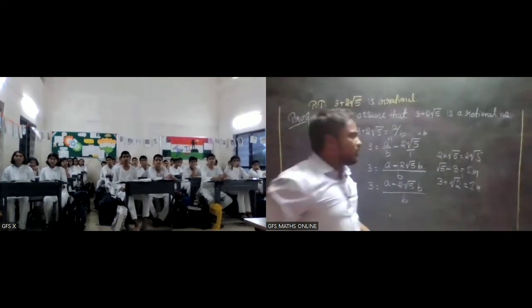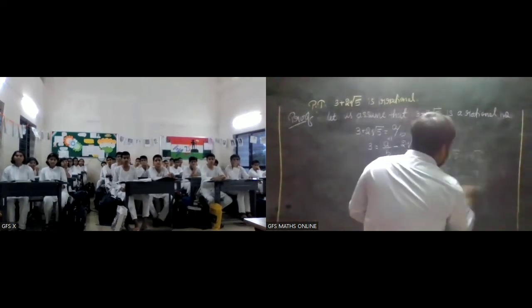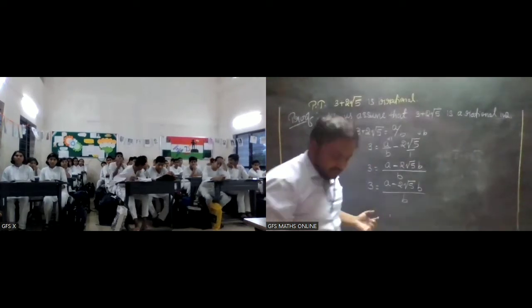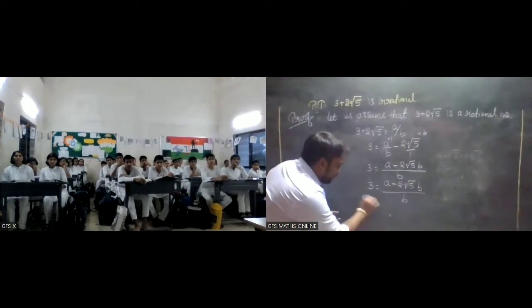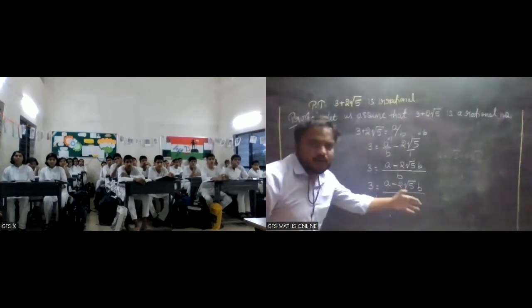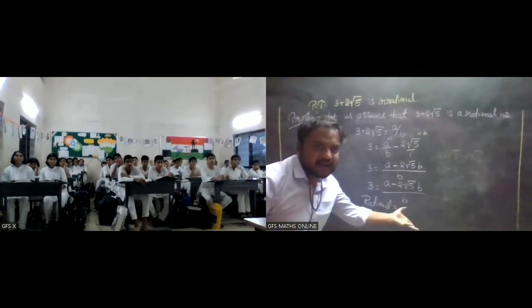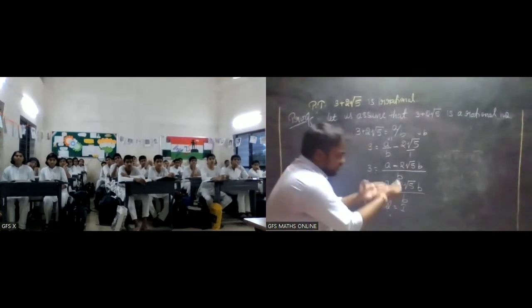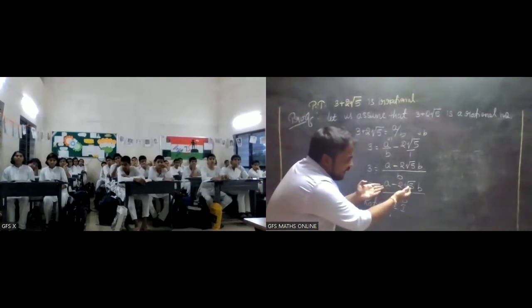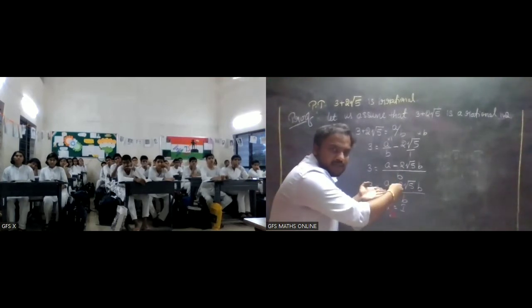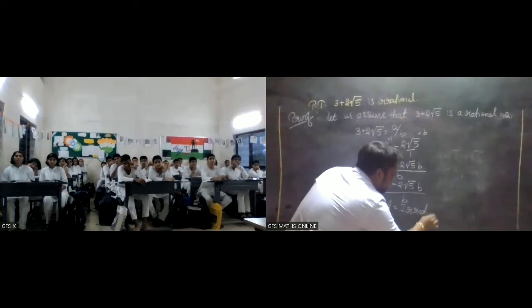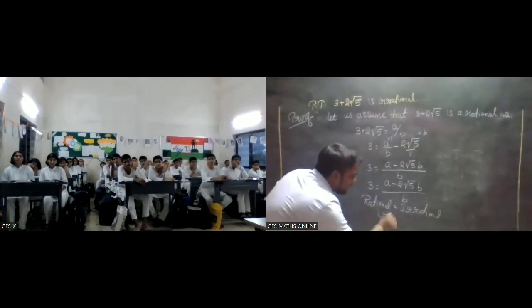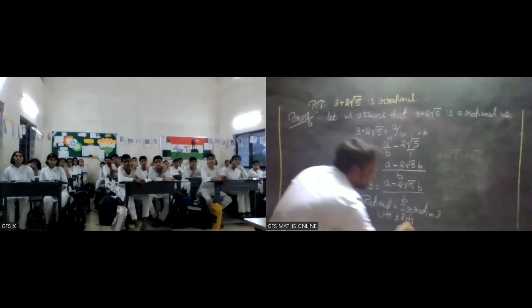Okay. Now let us come to the point. See here, on the left hand side, 3 is there, no? It is rational. And what about the right hand side? The right hand side is irrational, because we are subtracting irrational from rational, and you will get irrational. So the right hand side is irrational. So LHS is not equal to RHS.